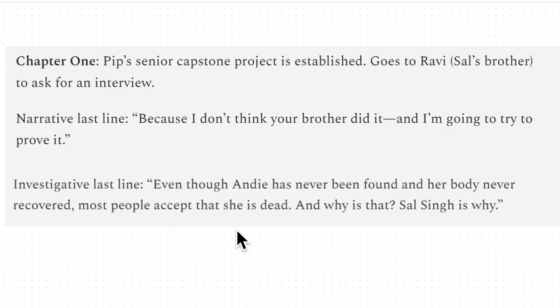In the investigative section here, we get the story of Andy's disappearance and stats about missing persons that demonstrate how unlikely it is for someone to disappear forever, their body never found. Note how this whole section has been crafted to leave us with questions about Andy's disappearance, not to mention the curiosity seed in that last sentence right there about Sal.